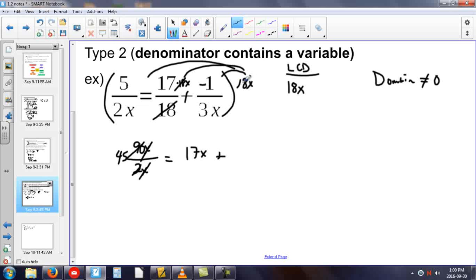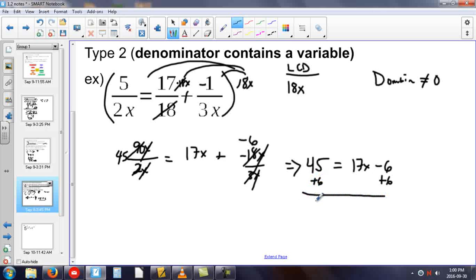Plus negative 18x over 3x. So that's what we get by the multiplication. But here the x's cancel, and the 18 divides by 3 to make negative 6. So the actual simplified version right now is 45 equals 17x minus 6. All I have to do is add 6 to get that 51 equals 17x, and if I divide by 17, x turns out to be 3.